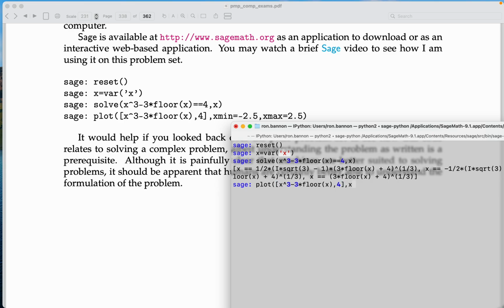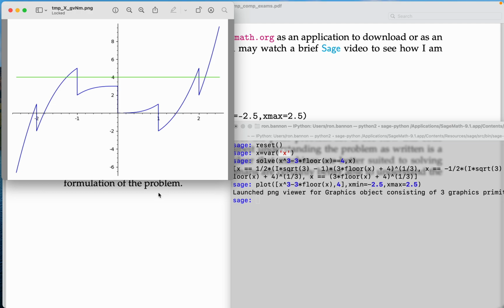And we're going to do x min. We're going to set that to minus 2.5. And I'm going to go back over the notes and explain why we're doing that. And x max is 2.5. All right, graphed it out.